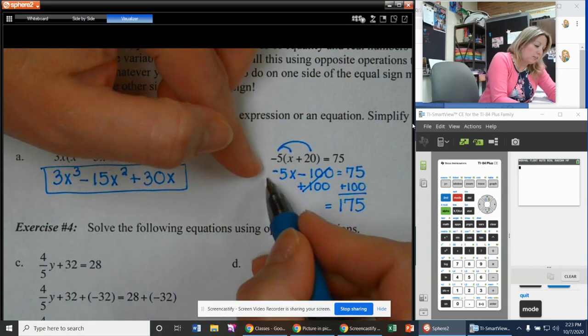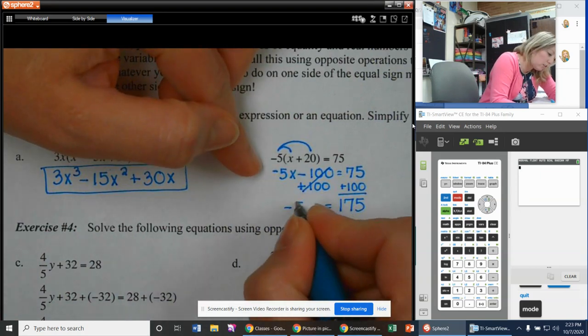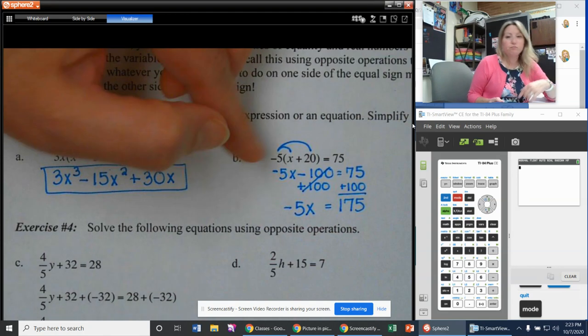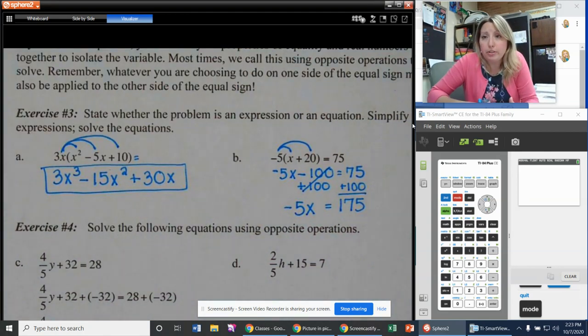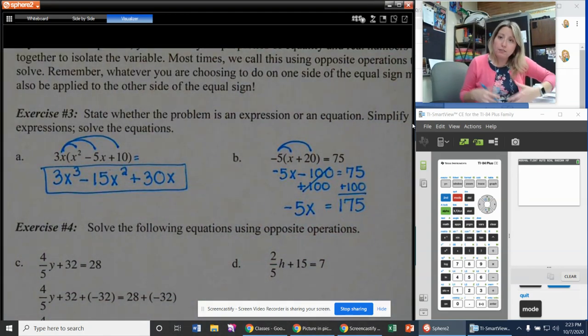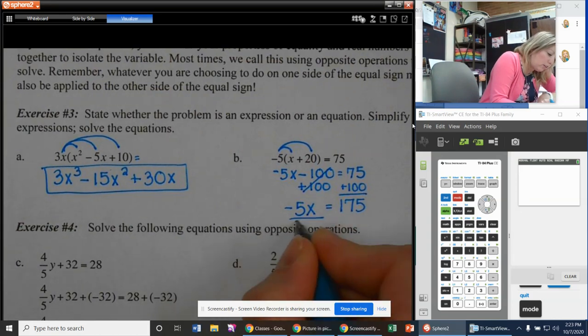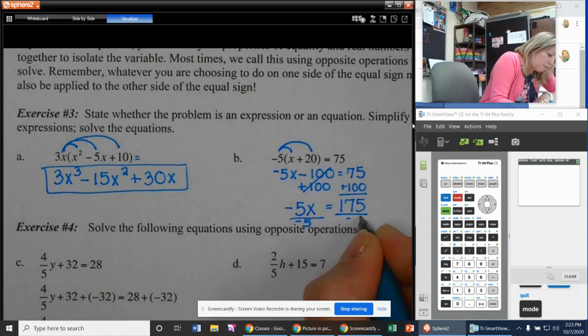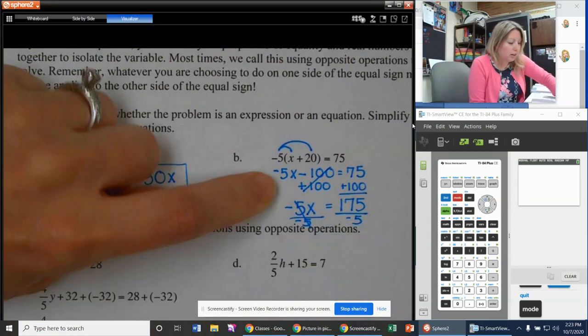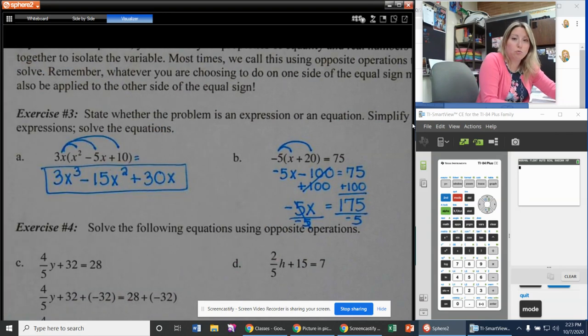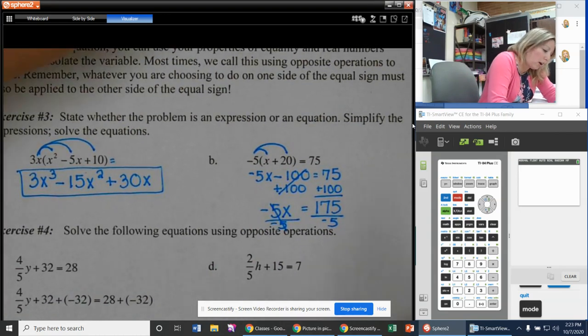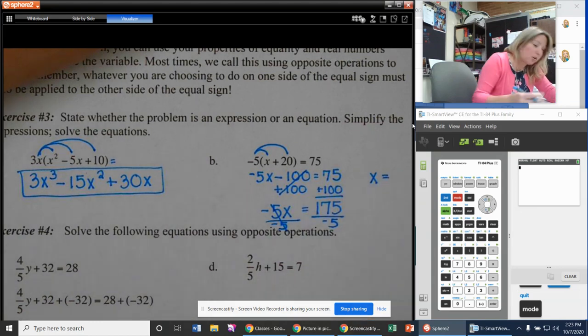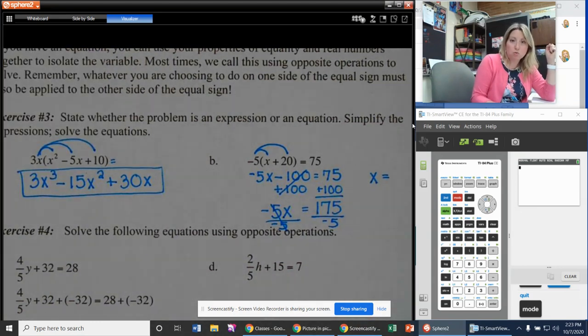Now, did I do anything with this -5x? No, I didn't. So I bring it down to the next line. Now, what's the opposite of multiplying by -5? It's dividing by -5. So now I divide both sides by -5. -5 divided by itself cancels out to a 1x, which is what I want. I want my variable alone on one side of the equal sign.